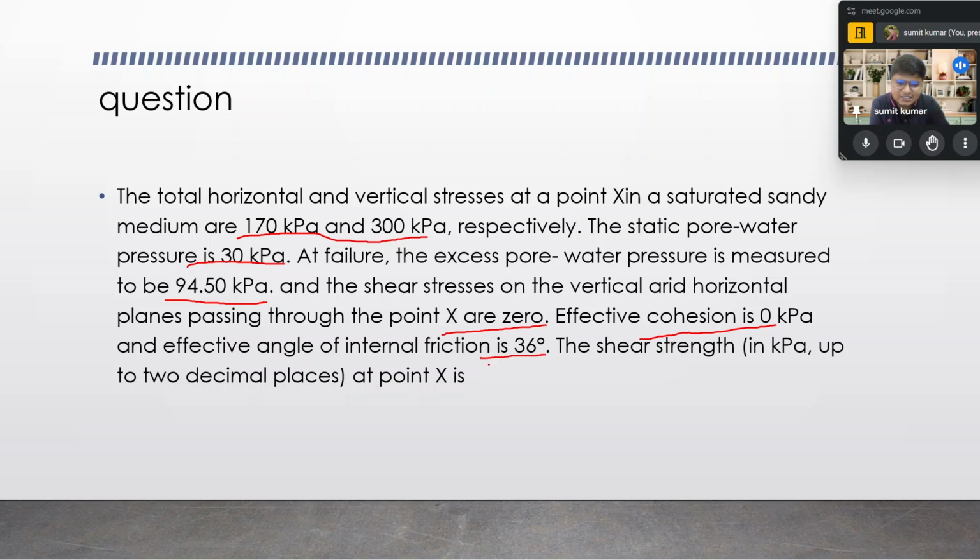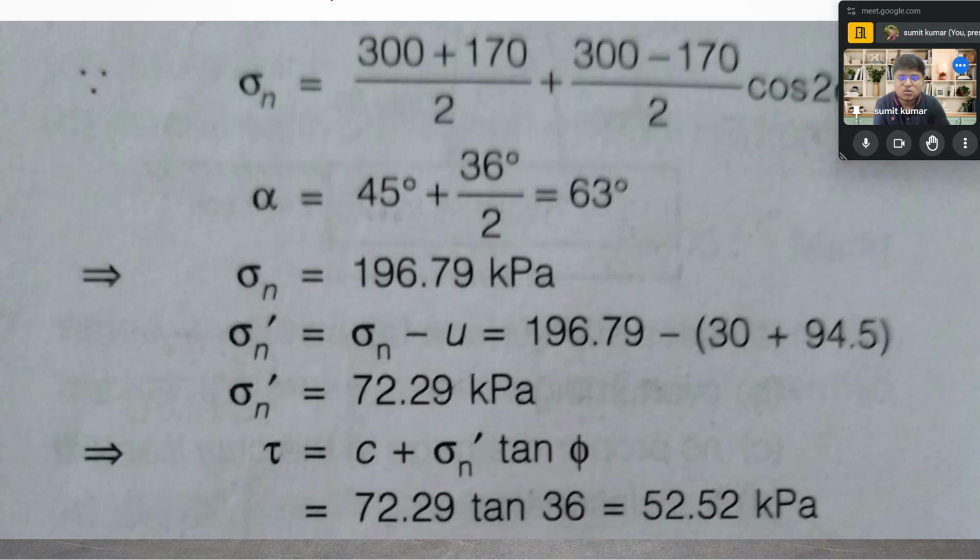So shear strength is being asked. We know s equals c plus sigma n tan phi, but we don't know the value of sigma n, so we are going to calculate it. Sigma x and sigma y are known, and we know the interrelation as (sigma x plus sigma y)/2 plus (sigma x minus sigma y)/2 sine 2 theta. Whatever the relation is, I will show you. Over here you can see we know the relation for sigma n as (sigma x plus sigma y)/2.